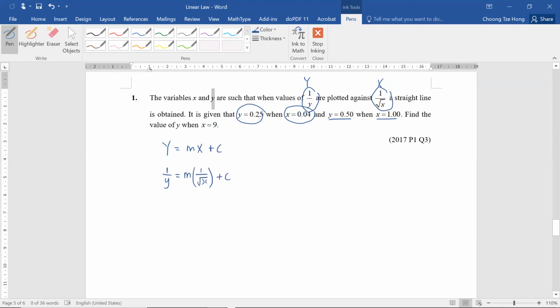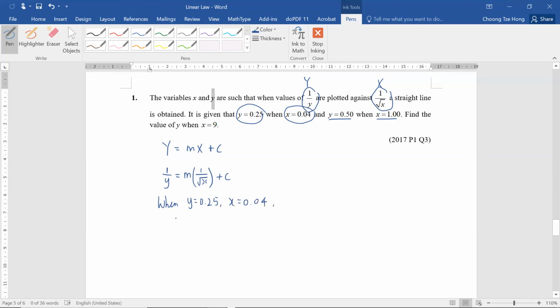But they have given us two sets of numbers: y is 0.25, x is 0.04, and y is 0.5, x is 1.00. We can make use of that to find m and c. Then after that, we'll be able to find small y when small x equals 9. So let's start the question. When y equals 0.25, small x is 0.04.